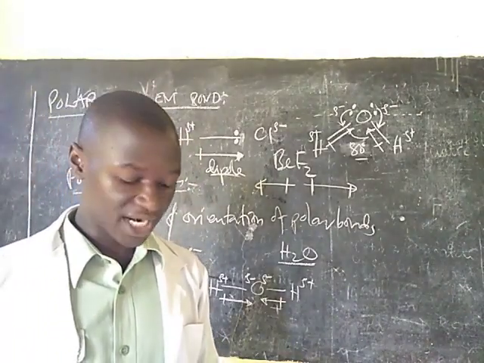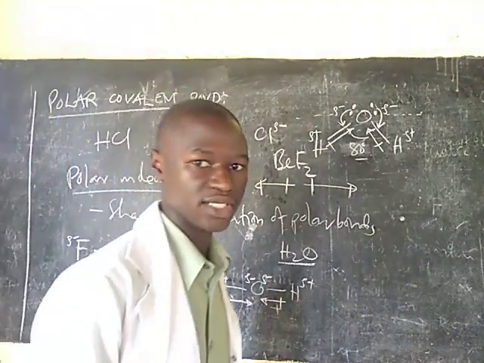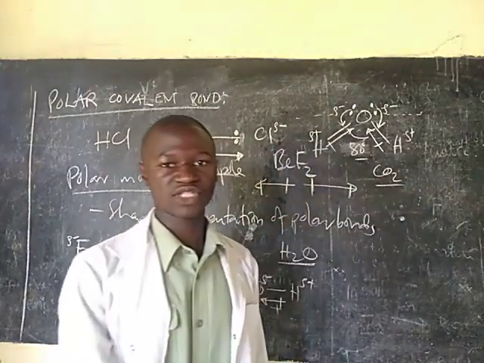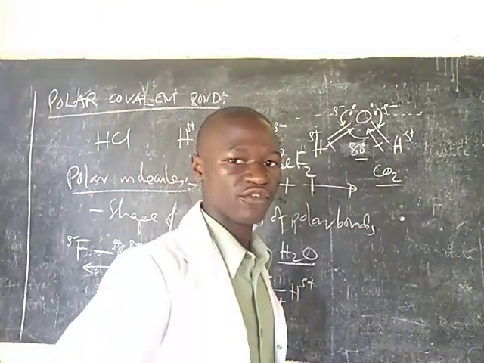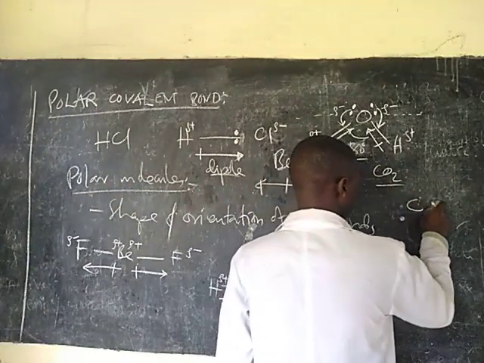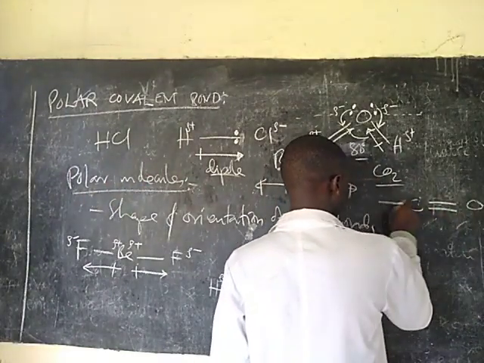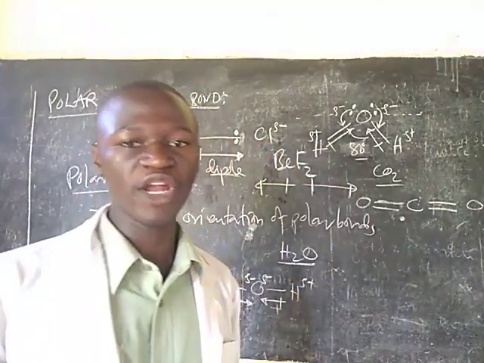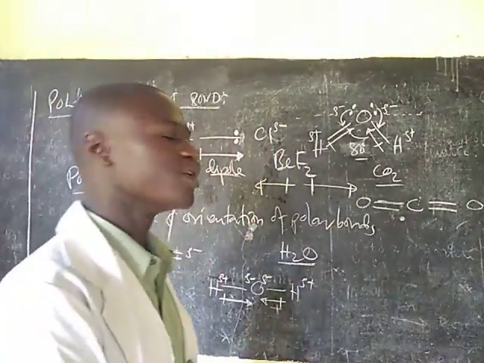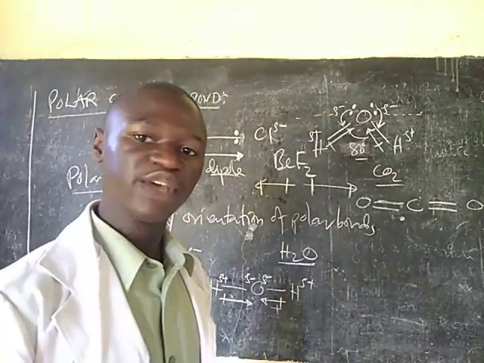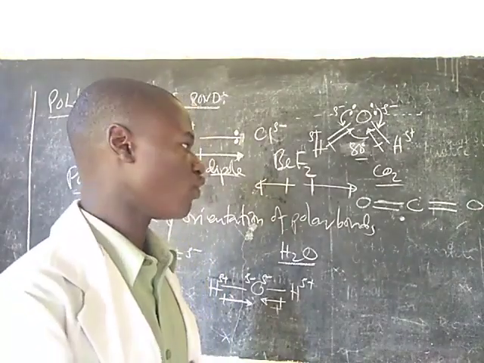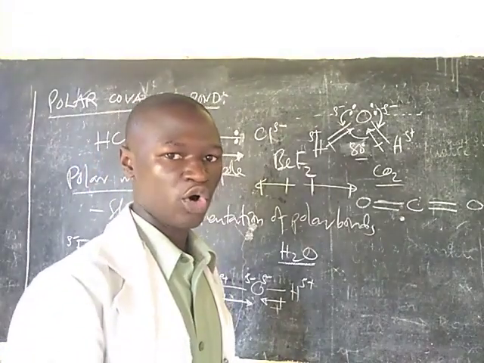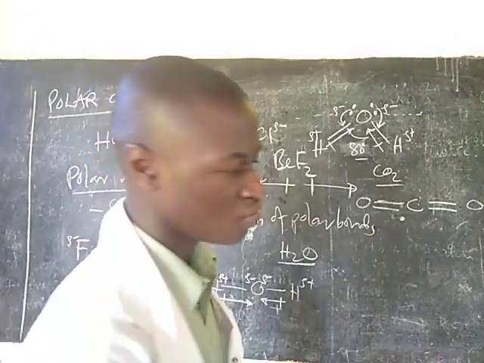Now, we may have another molecule, such as carbon dioxide. Now, in carbon dioxide, what will happen? We shall have the carbon atom in the center, and then a double-bonded oxygen on each side. But remember, I told you that group 4 elements don't have lone pairs. So carbon here has no lone pair. If carbon has no lone pair, then what happens next? What will happen is that oxygen is a more electronegative atom compared to carbon.